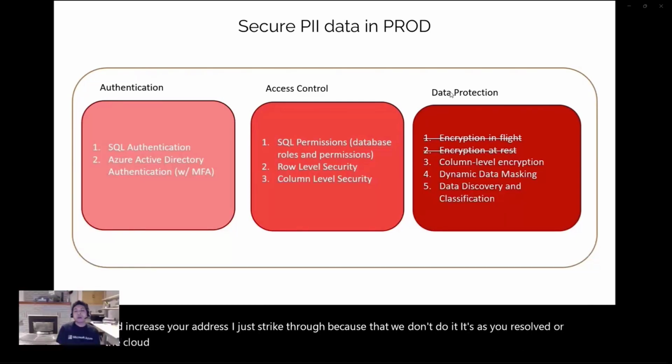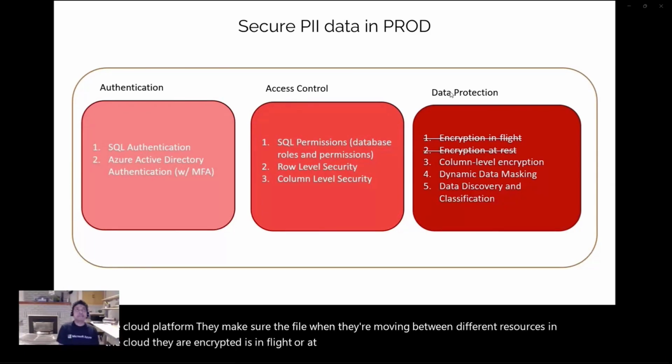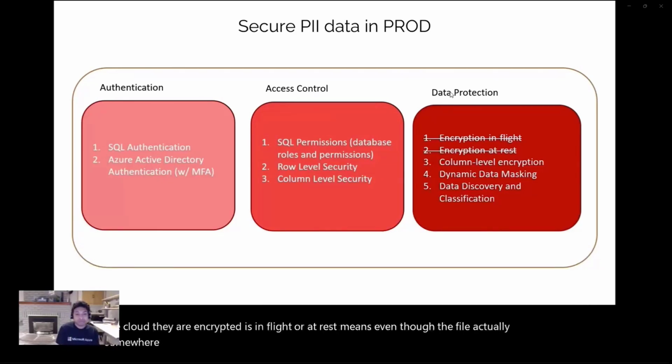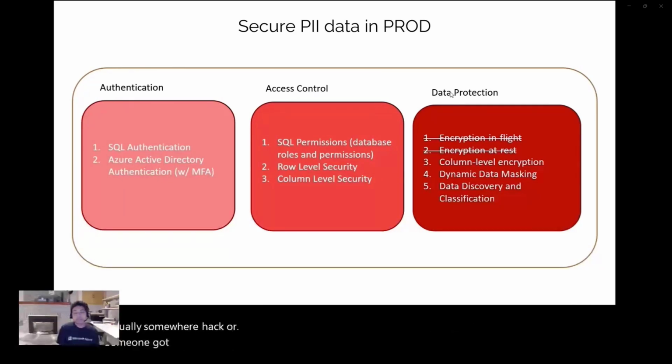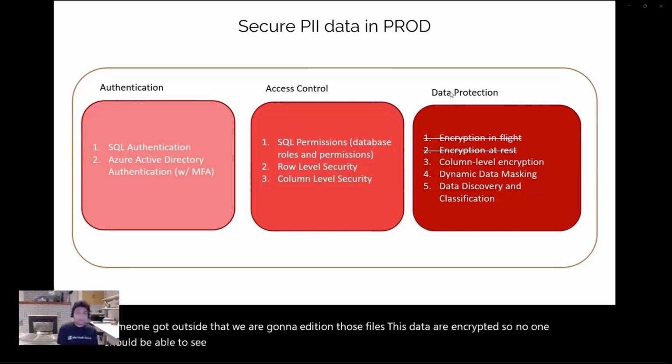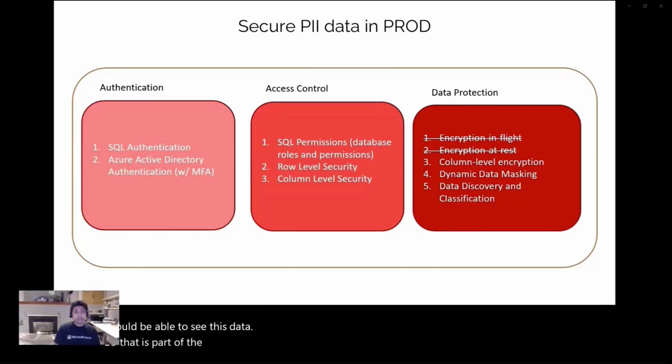They make sure that when files are moving between different resources in the cloud, they're encrypted, whether in flight or at rest. Even if the file was somehow hacked or someone got outside of your organization, those files, this data, are encrypted, so no one should be able to see those data. So that is part of the data protection.